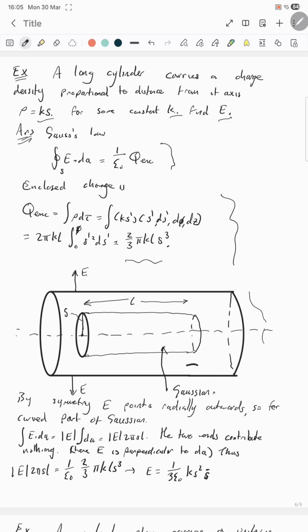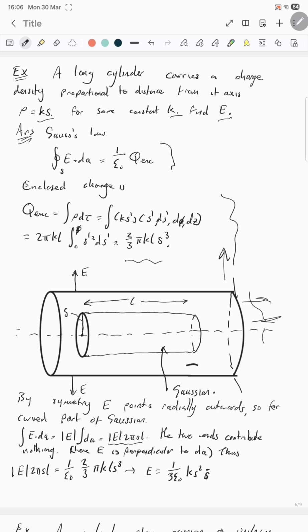Now, by symmetry, the electric field points radially outwards, so for the curved part of the Gaussian surface, we'll get this relation where it's 2 pi s L this time, because we're dealing with a cylinder, not a sphere. So there is no r squared in this case. And the two ends contribute nothing, because the electric field we're assuming goes radially outwards and not in this direction, so we're neglecting any edge effects, which is always the case in these simplified examples. And it's the same in Griffiths or any other kind of university textbook explaining this.